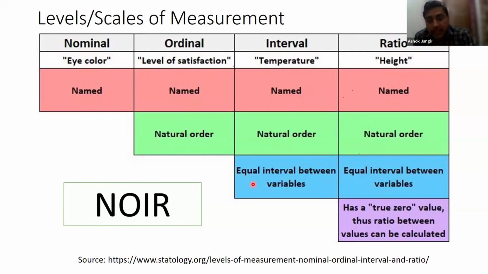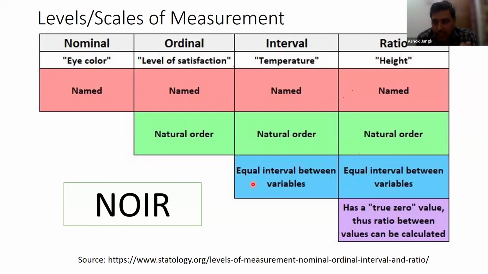And interval also, for example temperature. We can give names also, that is 31 degree centigrade, 32 degree, 37 degree. So we can give order: 31, then 32, then 37. We can give order, but here there is an equal interval between values. So there is an equal interval. We can measure only interval here, but we cannot get a ratio.